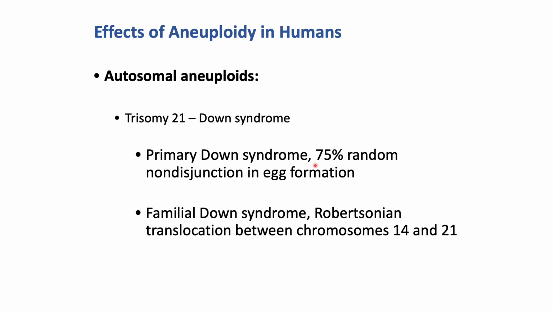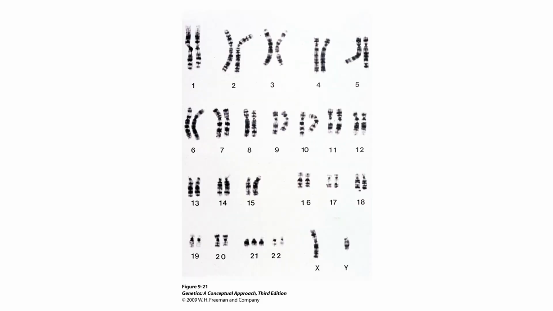Primary Down syndrome is where 75% random non-disjunction happens during the egg formation, whereas familial Down syndrome is where Robertsonian translocation happens between chromosomes 14 and 21. Primary Down syndrome is caused by the presence of 3 copies of chromosome 21. This is a karyotype of a person who has primary Down syndrome, and you can see that all the other chromosomes are normal, whereas you can see 3 copies of chromosome 21.